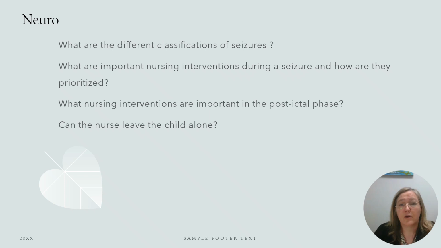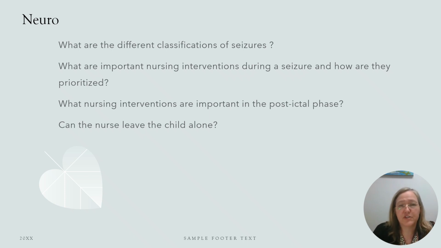Neuro is also on the test. What are the different classifications of seizures? There's several types, and you should be able to recognize them by a short description. What are nursing interventions that you would expect to do if you had a patient that was seizing? What would you do after the seizure? What kind of interventions would you hold till after the seizure and do them at the end?